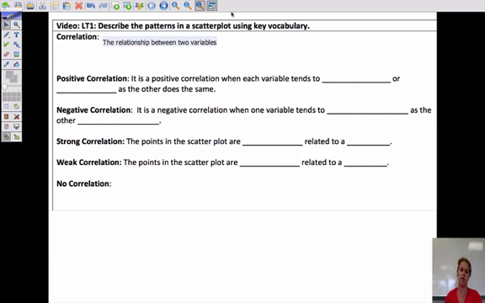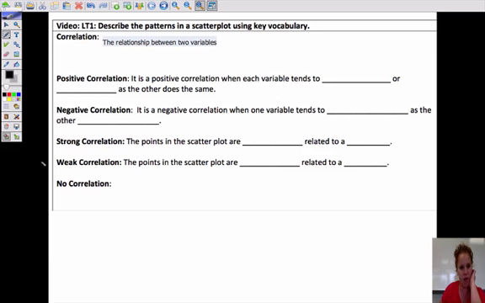Everyone, this video is the first in our data and statistics unit. Remember, everything that I write down in this video should be written down in your note sheets. This first video, we're going to work on learning target 1, which is describing the patterns in the scatter plot using key vocabulary. So we're just going to go over some vocabulary that you might have seen before or you might not have.